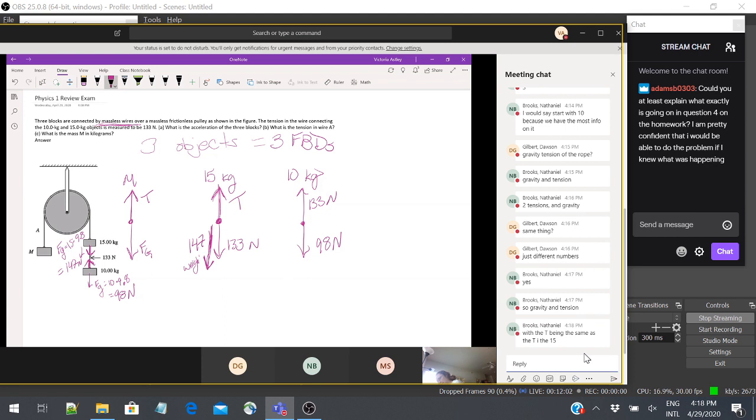So I have a question. We have essentially 3 or 4 things that are tension. We have this one, we have this one, we have this one, we have this one. With the T being the same as the T in the 15, correct. These two are the same because that's how massless ropes work. They pull the same amount on each side. Is that T equal to 133 or is it equal to something else?